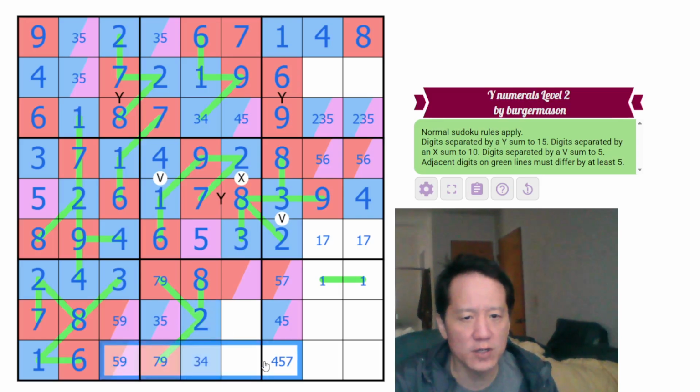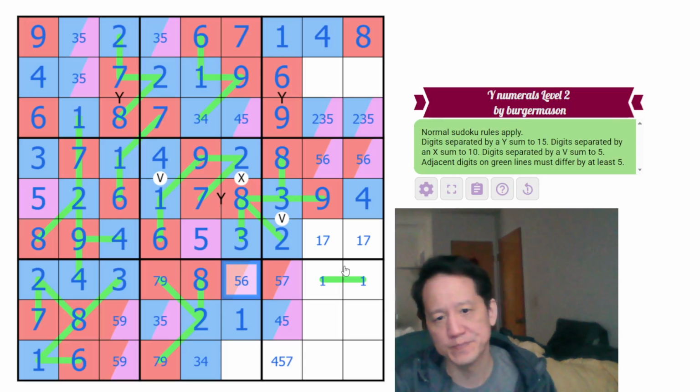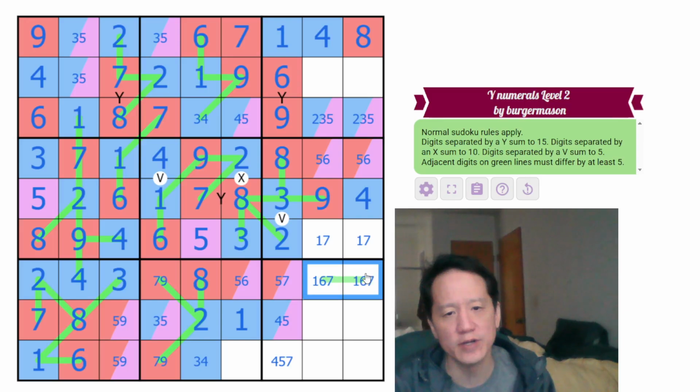1 can't be here, so where's the 1 in box 8? It has to be here. So this is a 1, and it's low. This is 5 or 6. The 1 can be with 6, 7, 8, or 9, but no 8 because of that 8. So this must be 1, 6, 7, 9. This can't be 9.